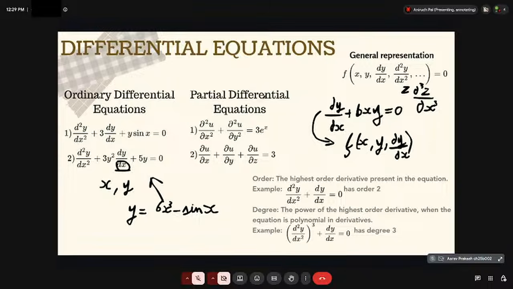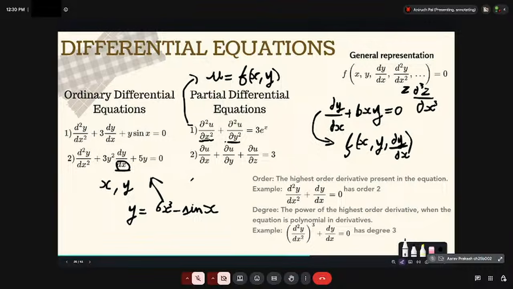What about partial differential equations? In this case, you can see that I'm taking the derivative with respect to x and with respect to y. What does that mean? It means that u can be represented as a function of x and y. As x changes, u changes, and as y changes, u also changes. In a sense, if I have to represent it, let's say we have to draw the graph for a function y is equal to 6x cubed minus sine x.